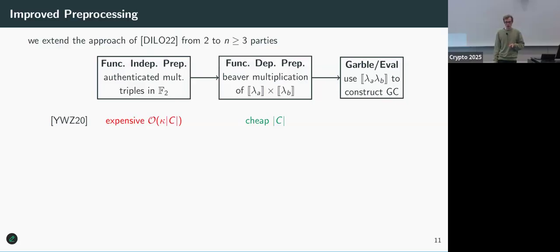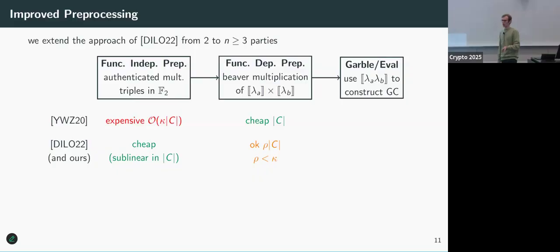And in previous work, this function independent preprocessing is quite expensive because we need to produce random authenticated bit triples. On the other hand, the function dependent preprocessing is very cheap because you can do a Beaver multiplication on bits. So you just send 2 bits and you can amortize all the checks.